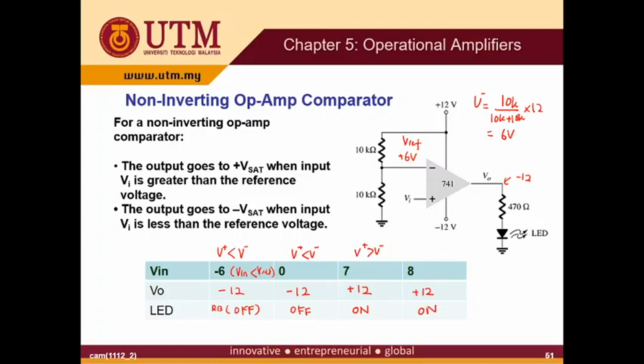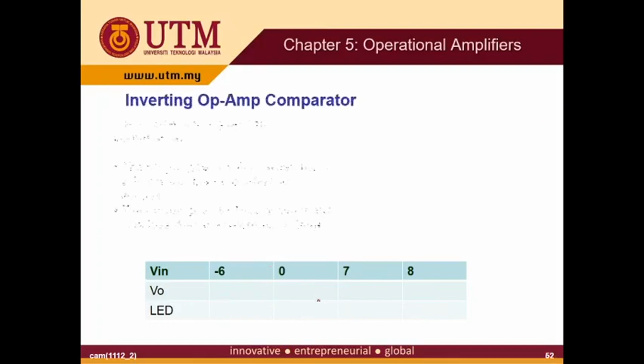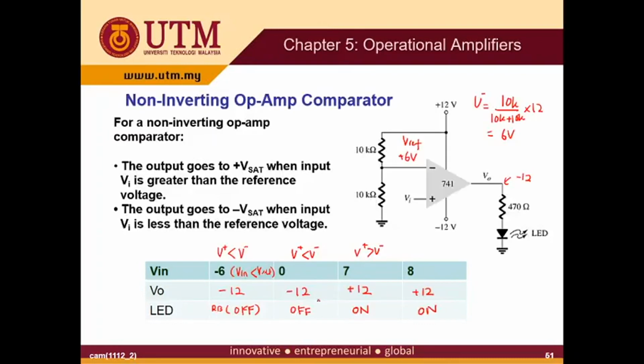So for the input of the comparator, the variable input can be a changing DC voltage, or it can be an AC signal, which is the sine wave that we have discussed in the previous video. The input here is connected to the V plus. So in this configuration, this is a non-inverting op-amp.